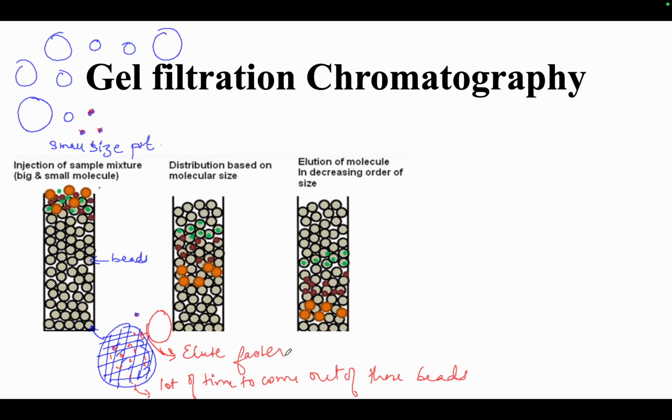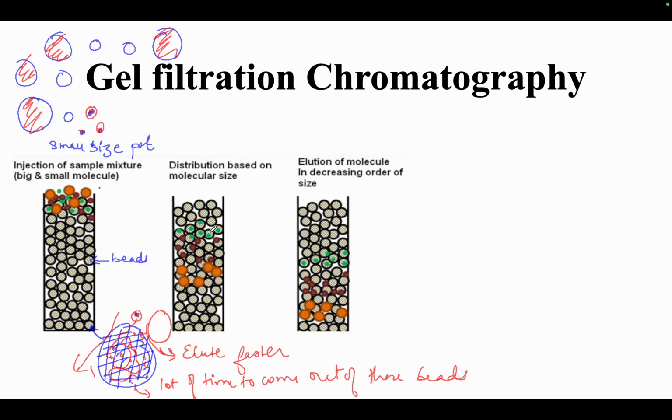So this is the basic principle of gel filtration: the larger molecular size, that is the larger proteins, will get eluted faster because they will just slide off these beads, whereas the smaller proteins will go through these sieves, travel a lot in these beads, and take a lot of time to elute.